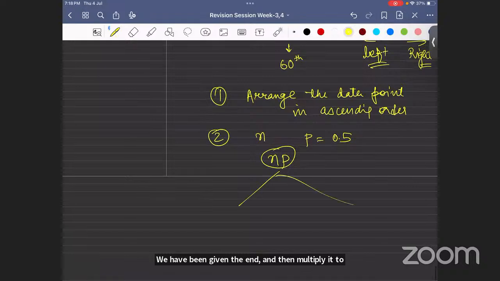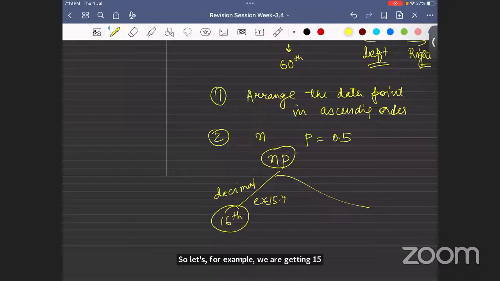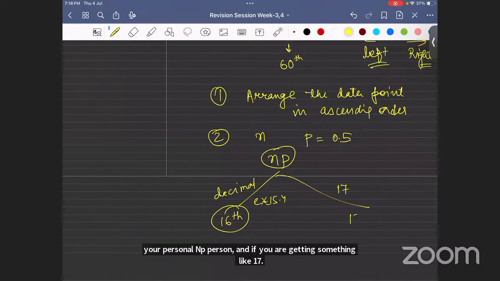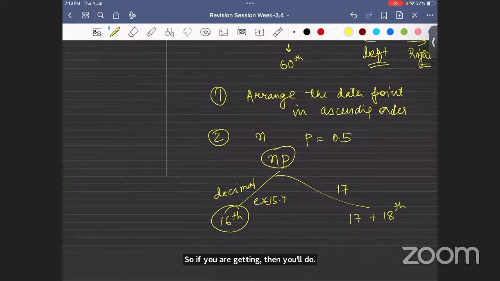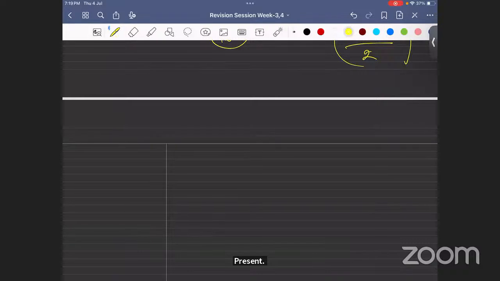Now if you are calculating NP, you can get a value in the form of a decimal, or you can get directly an integer. If you are getting a decimal value, for example 15.4, you will just take the 16th data point as your nth percentile. And if you are getting an integer, something like 17, then you will take the 17th and 18th data points and calculate their average, and that will be your nth percentile. I just gave you one example where you have to calculate your 75th percentile.